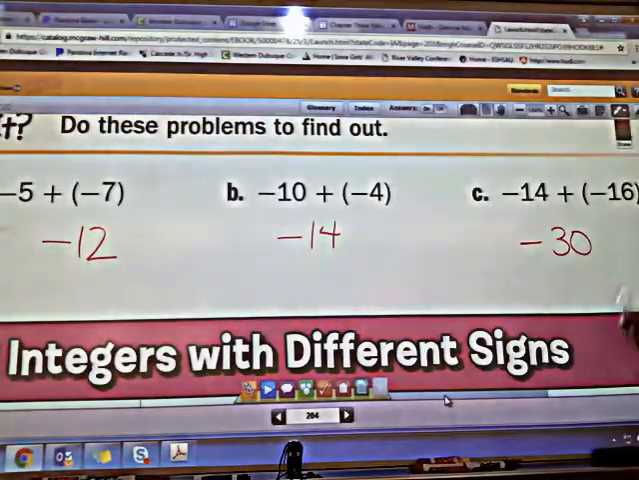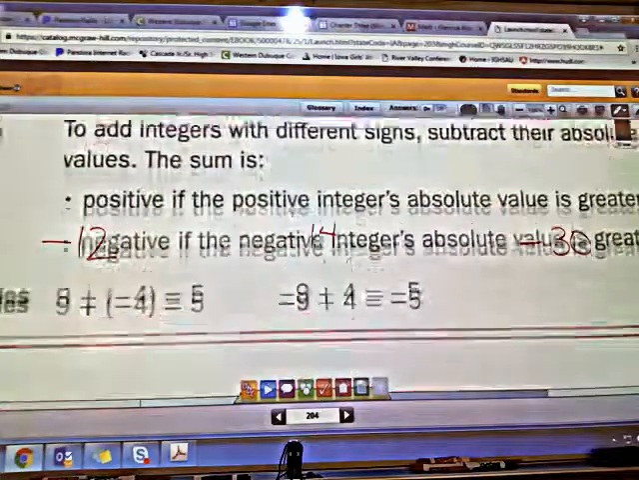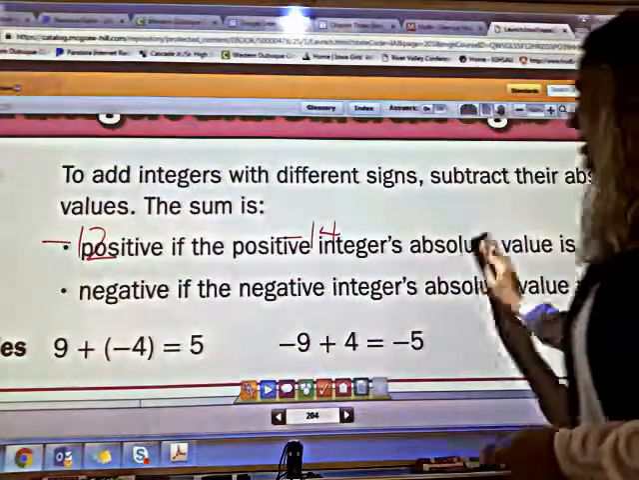Now, let's take a look at adding integers with different signs. So some things to point out here.